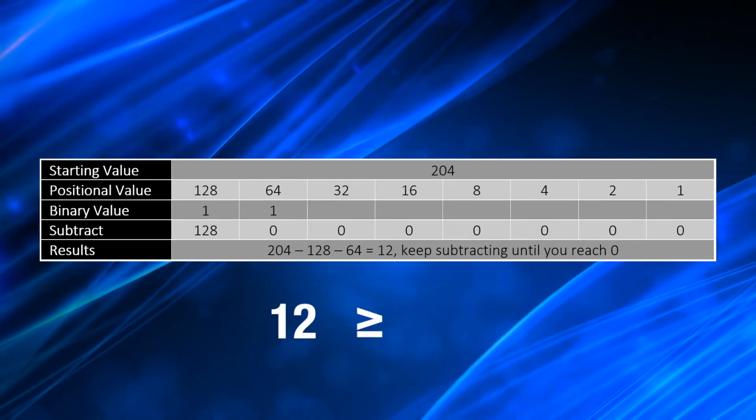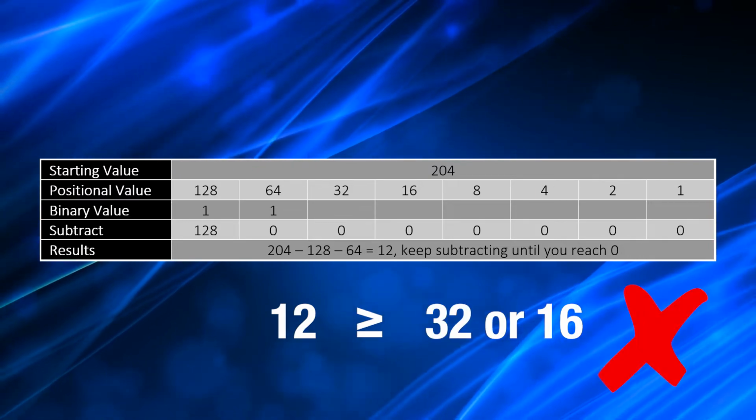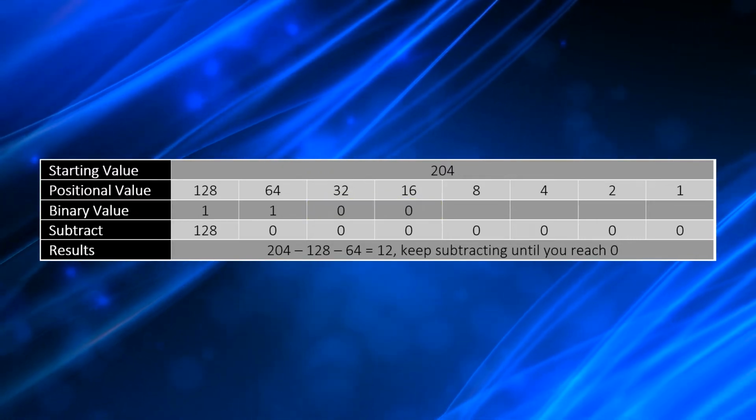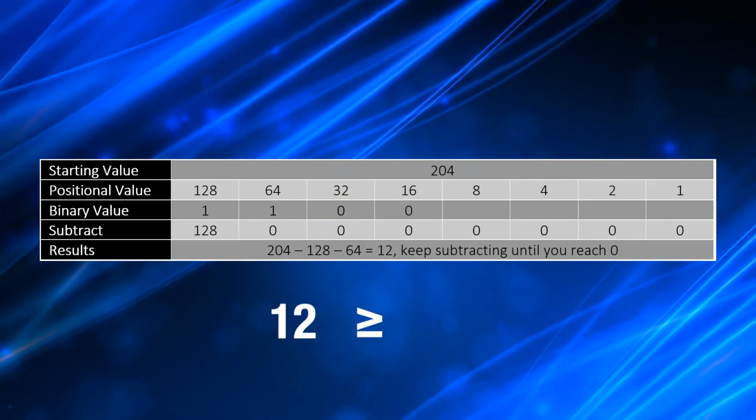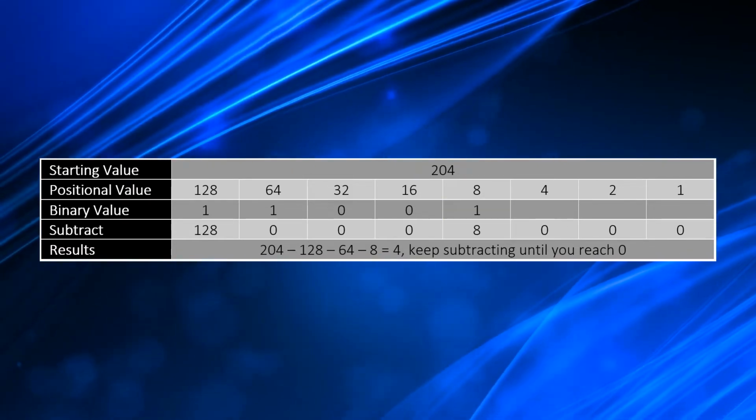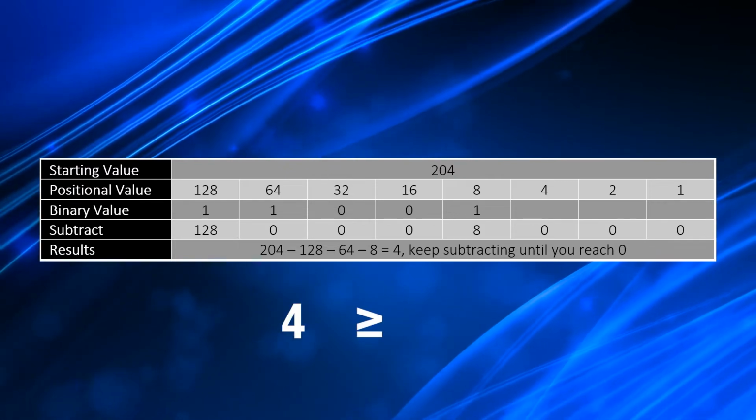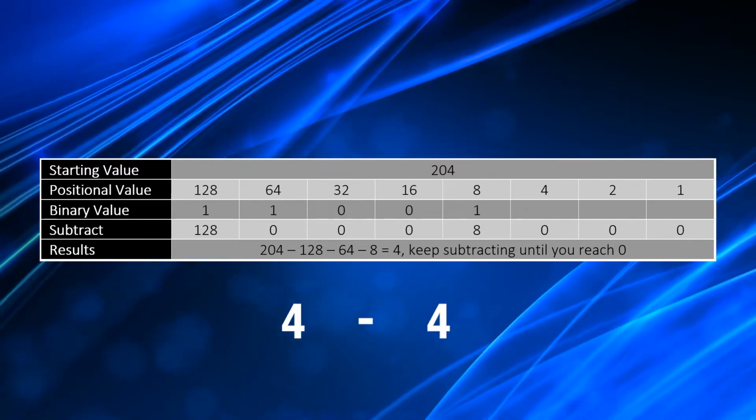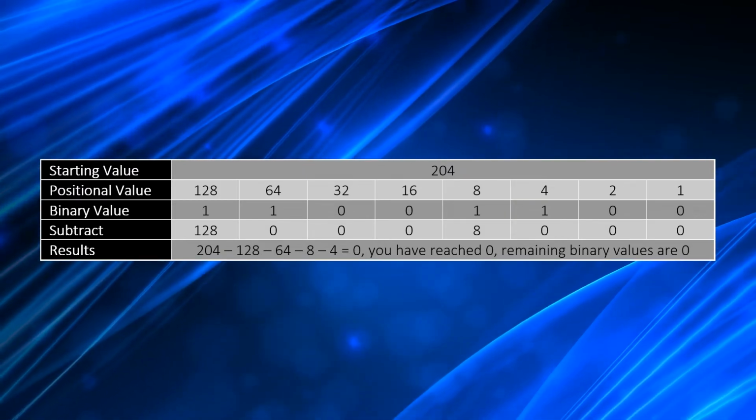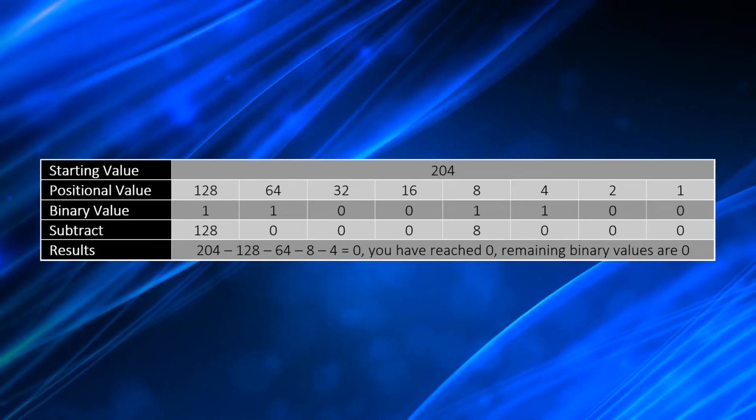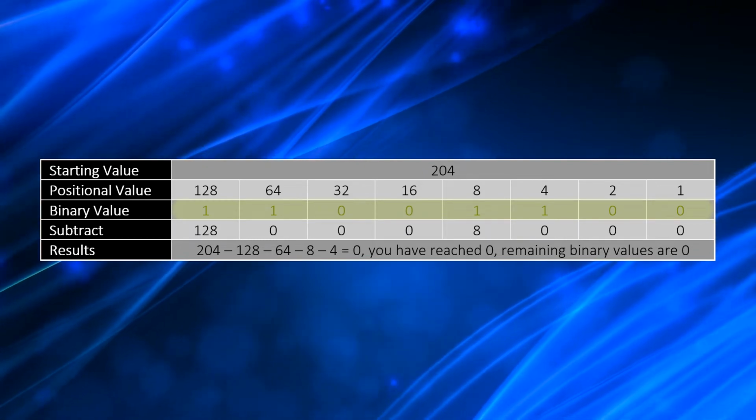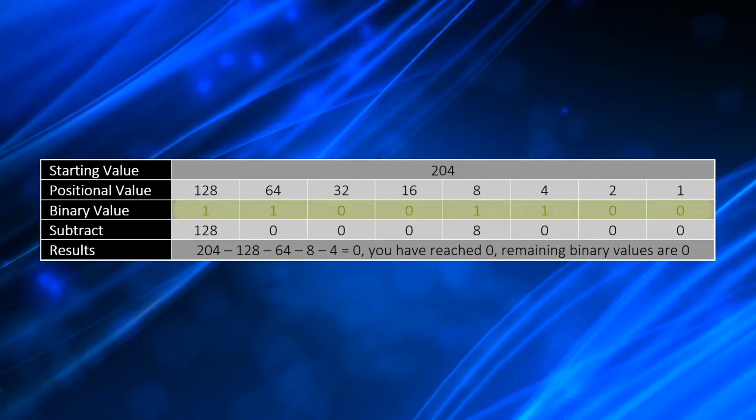Because 12 is not greater than or equal to 32 and 16, we cannot subtract. We can fill these values with zeros. However, 12 is greater than or equal to 8, so we can subtract 8 from 12 and fill in this value. Our value is now 4. Because 4 is greater than or equal to 4, we can subtract 4 from 4, fill in this value, and then our answer will be 0 for the rest of the values, because 0 is not greater than or equal to 2 or 1. From there, we've got it. From 204, we have 11001100 as our binary value.